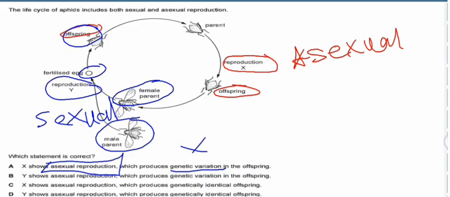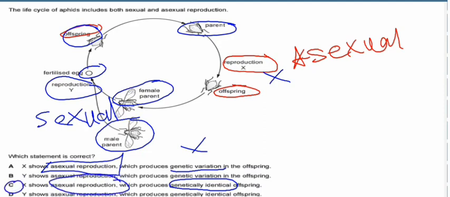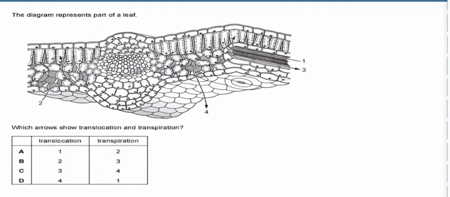And then as for C, X shows asexual reproduction, which produces genetically identical offspring. Yes, C is going to be the answer. So when you talk of genetically identical offspring, it means the offspring produced at reproduction X are going to look exactly like the parent here. Right? That's what it means when you talk of genetically identical. And they are going to be produced by what? Asexual reproduction. So the answer here is just going to be C.